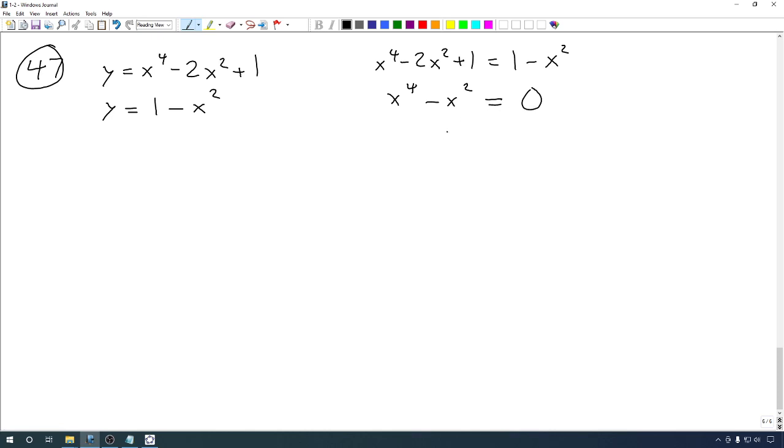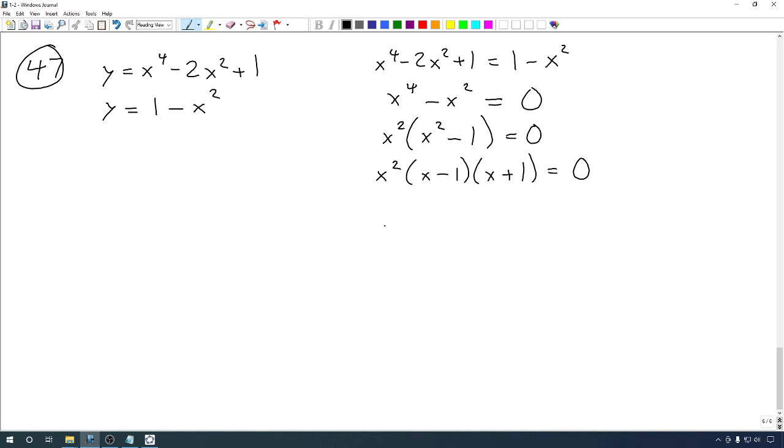Now there's a couple ways you could approach this. I'll go ahead and factor out an x squared. I'm going to pull an x squared out of this side. When I pull x squared out of the x to the fourth, I'm left with an x squared. Obviously, if I pull x squared out of the x squared, I just get a 1, so I get a minus 1 here. Now, this is nice and factored. We could actually factor it a little bit more. X squared minus 1 can factor as x minus 1 and x plus 1. And the fact that this product is equal to 0 means that one of these factors has to equal 0.